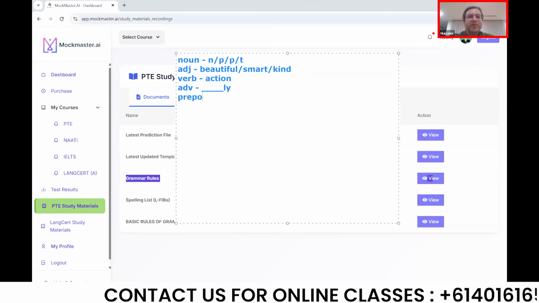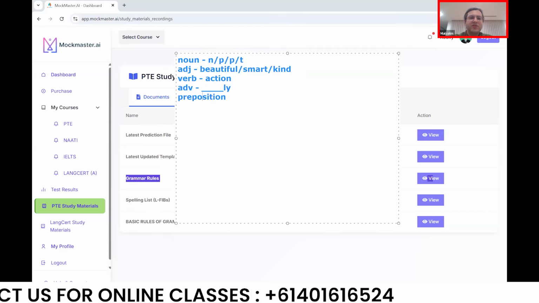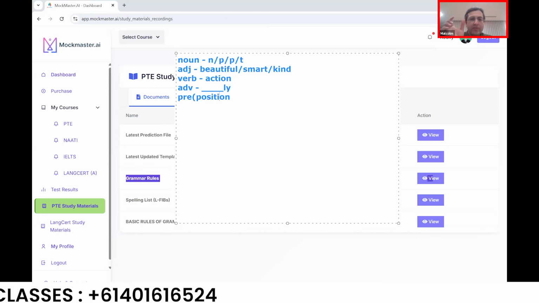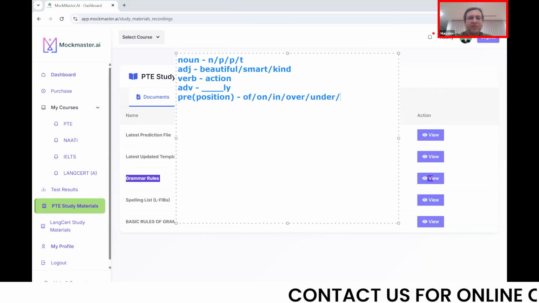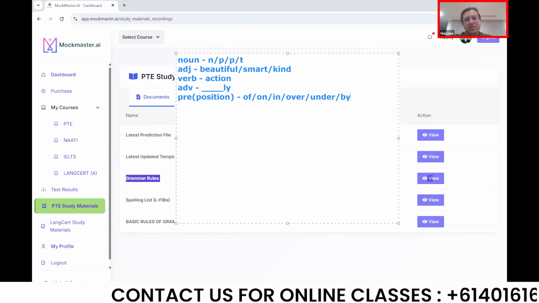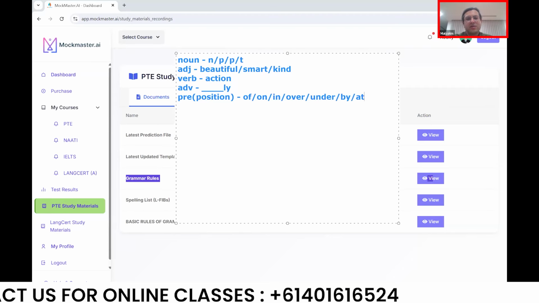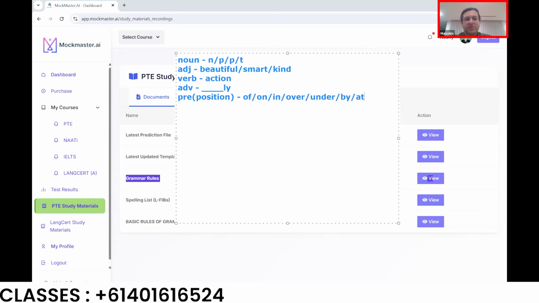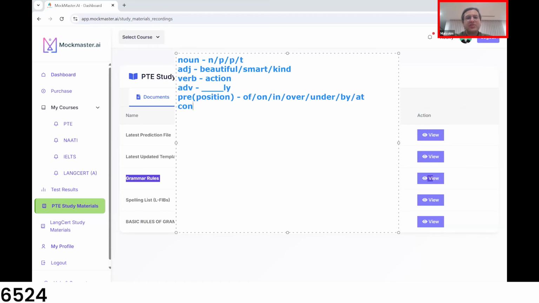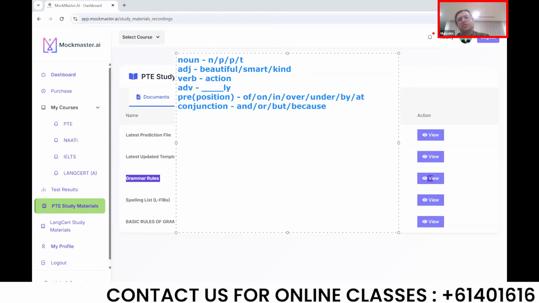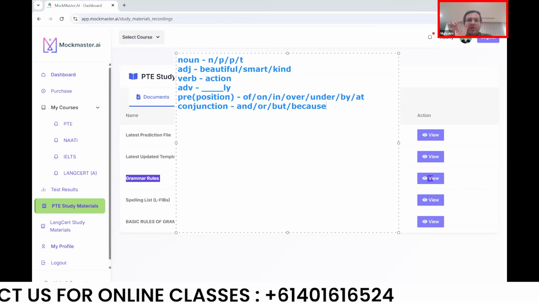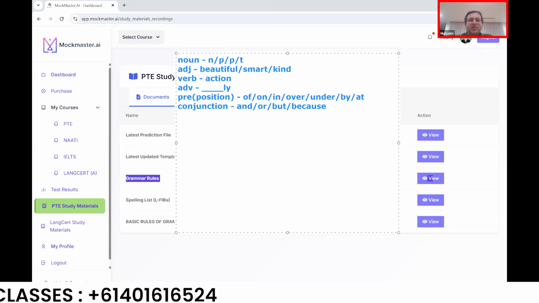Then we have something called a preposition. So you can think of it as something which shows a position, preposition, before the position. Examples are on, in, over, under, by, at. Anything which shows a location is a preposition. Then we have a conjunction. What is a conjunction? And, or, but, because. So they join phrases. That's called a conjunction.